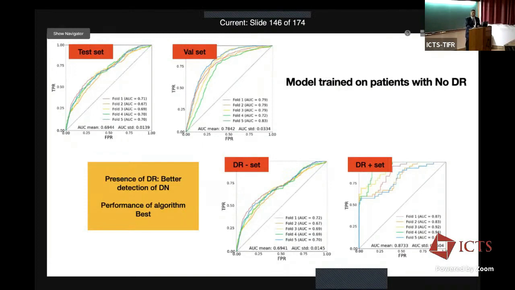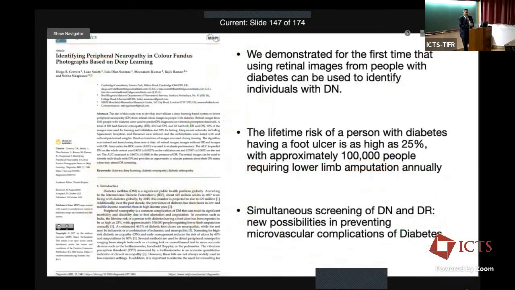Now that becomes important because this was the first time we showed that retinal images can be used to detect diabetic neuropathy, and neuropathy is an important problem. We have nearly 100,000 people requiring lower limb amputation yearly. And if we can do both neuropathy and retinopathy screening at one time, that would definitely be an important contribution.